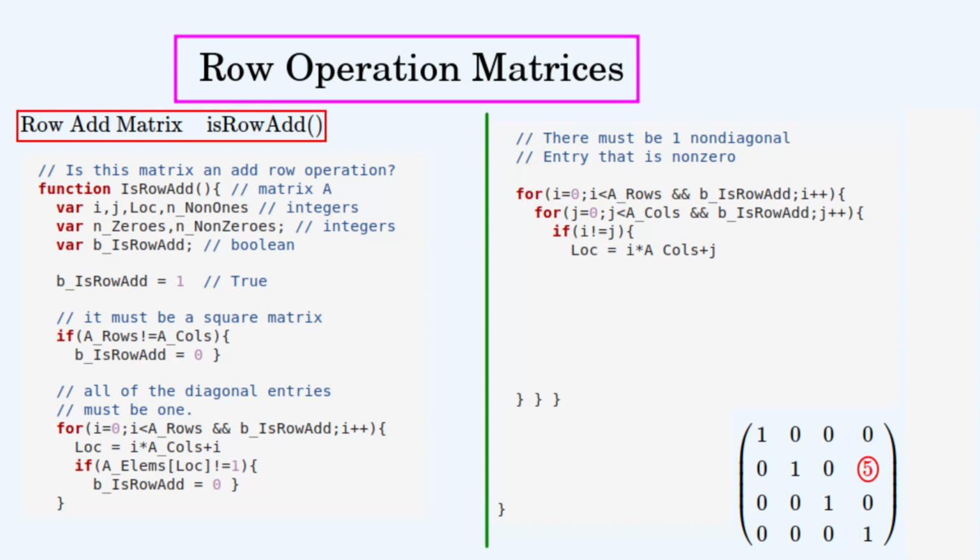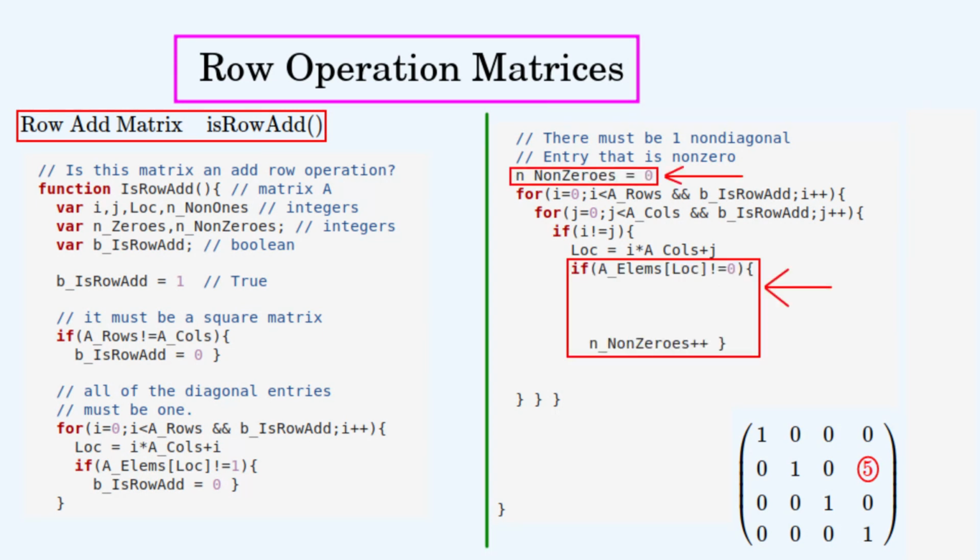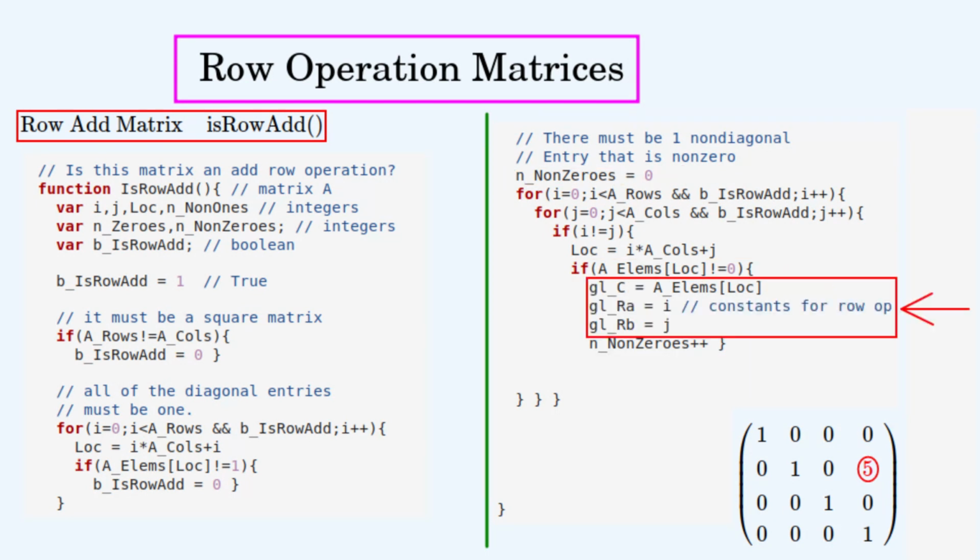We'll create a loop to test whether or not there is only one non-zero element in the non-diagonal region. If not, or if there are none, then we'll return false. We'll make a loop to do this. We'll add up all of the non-zero elements in this matrix, and we'll set these global constants equal to these values so that we can reconstruct what the row add operation exactly is in terms of numbers, if this matrix is found to be a row add operation matrix.